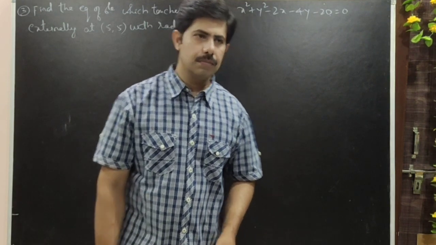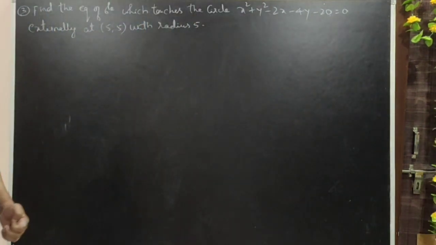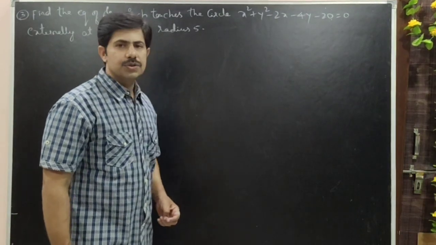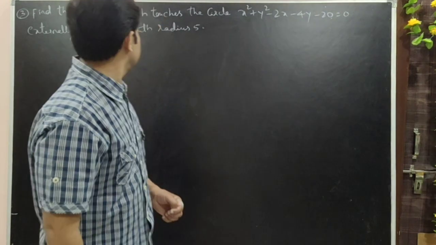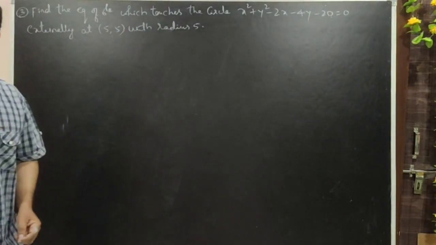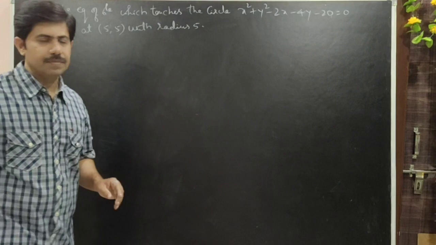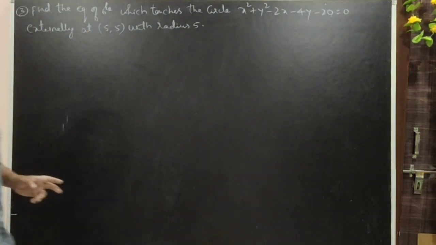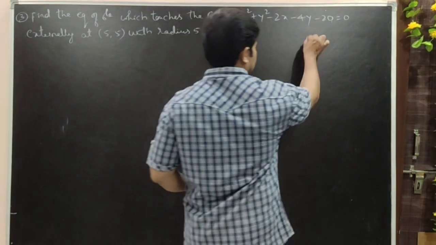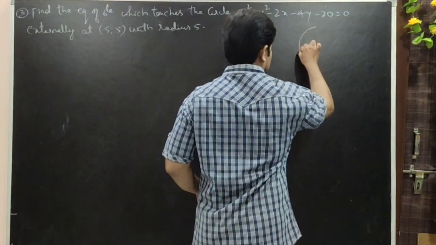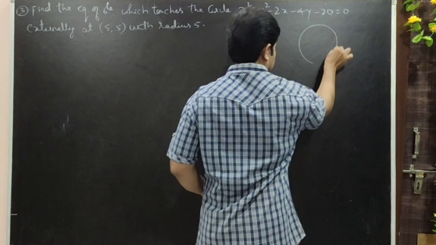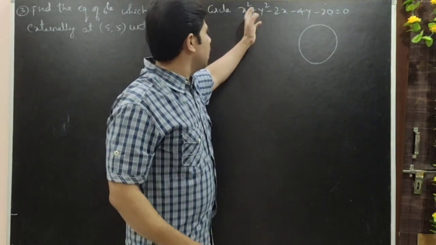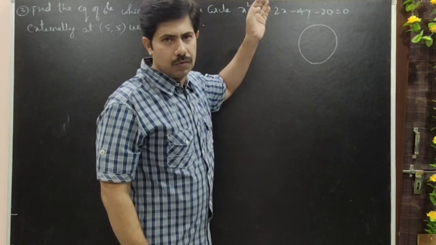So next problem, find the equation of the circle which touches the circle x square plus y square minus 2x minus 4y minus 20 is equal to 0 externally at 5 comma 5 with radius 5. So here, the given equation of circle will represent, we draw one circle. So first I'll draw a circle. Okay, so this circle is the given circle. What is this circle? X square plus y square minus 2x minus 4y minus 20.